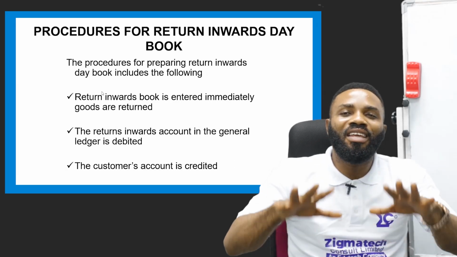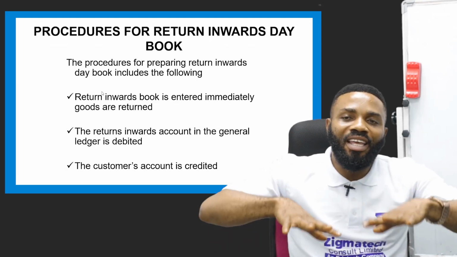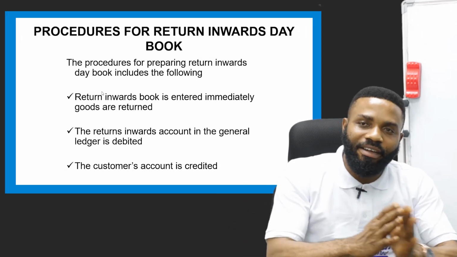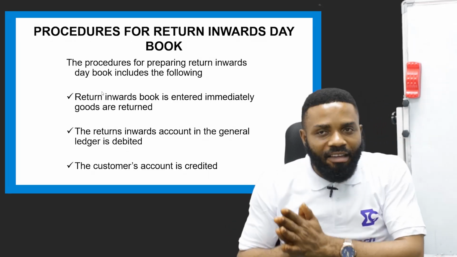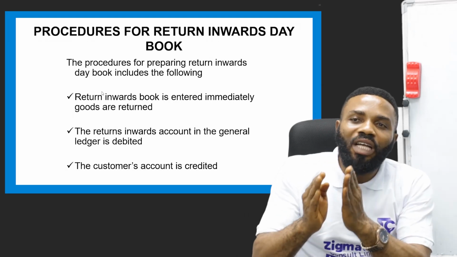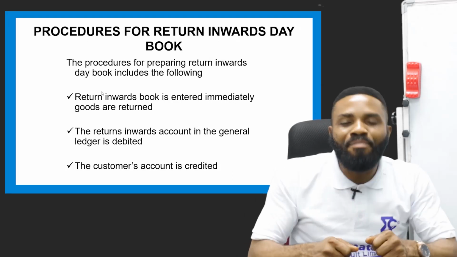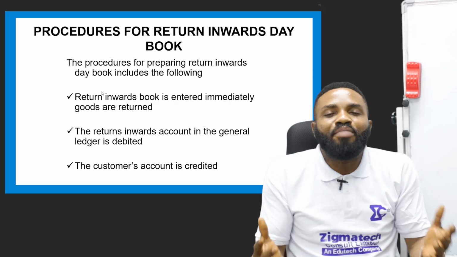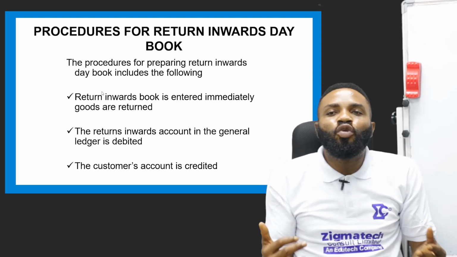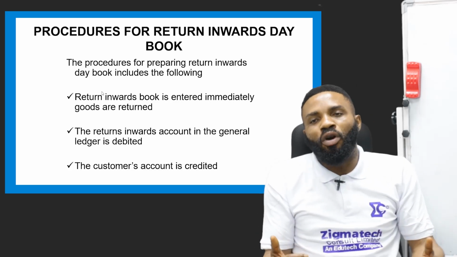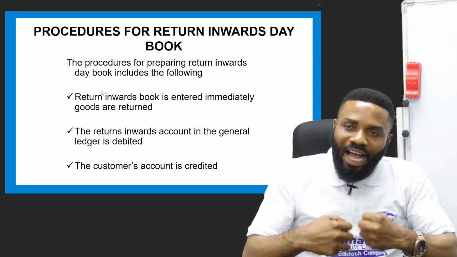which is actually hinged on debiting the receiver and crediting the giver. So now we say return invoice account in the general ledger is what? Debited. Why are we debiting return invoice? Or why do we need to debit return invoice? Because we are receiving items.